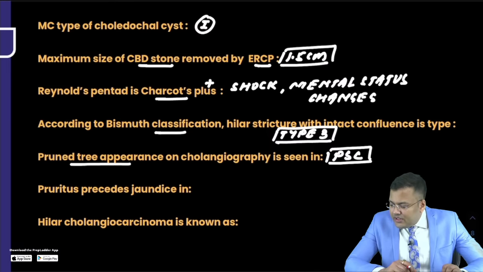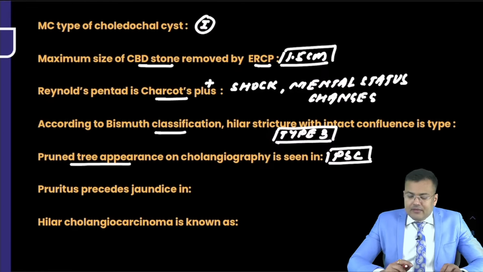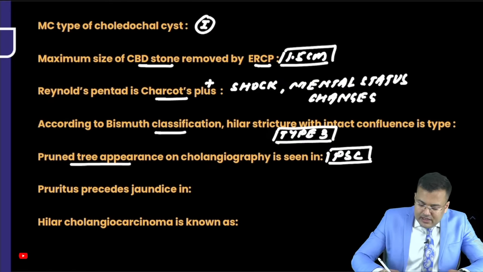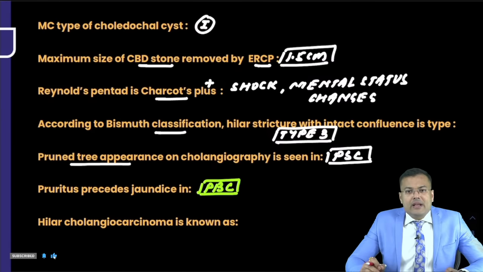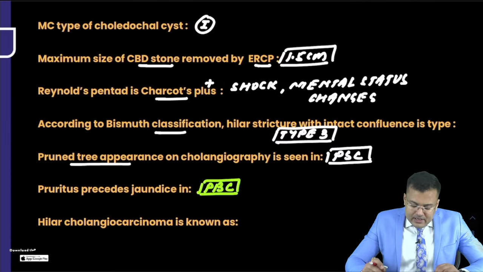Ankit Gujjar, Jiten Yadav, very good. Uma, Dhananjay, Anu, very good. Majority of you are correct. This is primary biliary cirrhosis. Pruritus precedes jaundice in primary biliary cirrhosis.